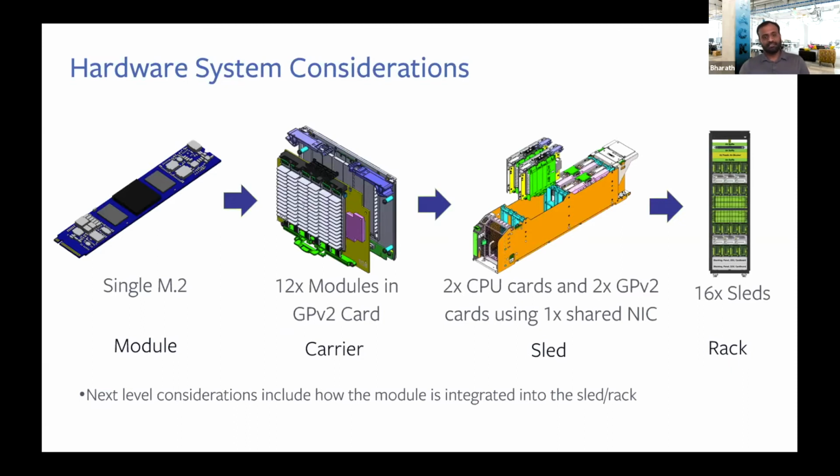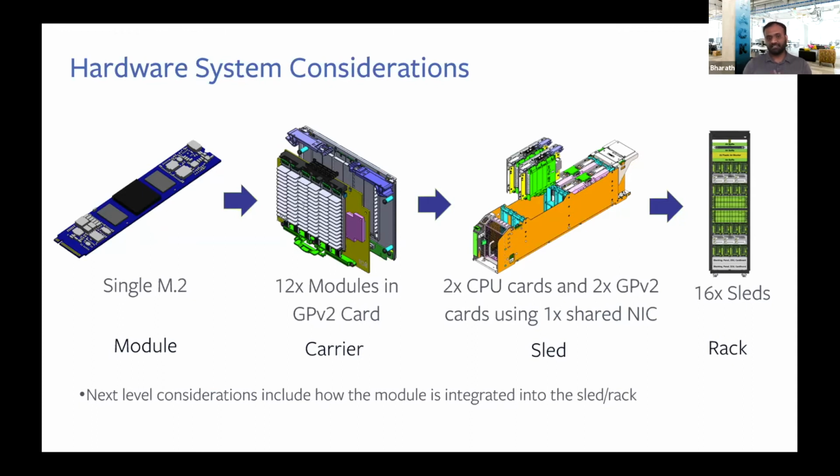The next level consideration I wanted to talk through is how we integrate these accelerators into our server and rack infrastructure, right? So this picture, if you look at it, on the left side was the module that we said. And then this module gets integrated into what is called a carrier card, where you can mix and match up to 12 modules of these into a Glacier Point carrier card. And these go into what we call a sled.